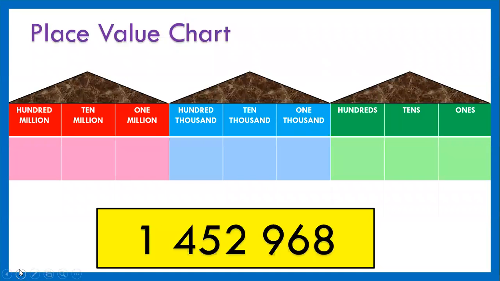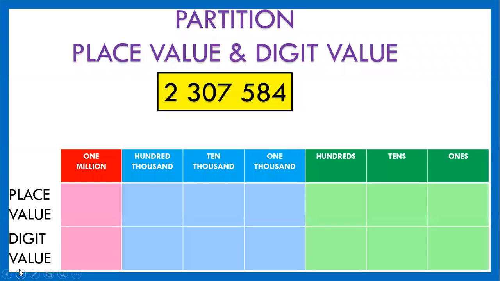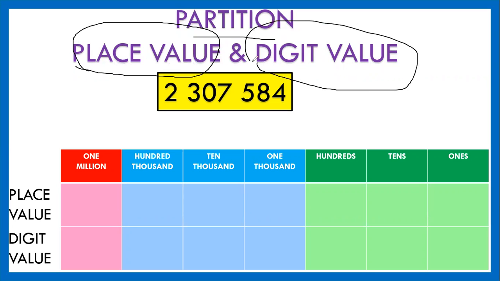So the next would be these, okay, putting them into their houses. Now, the last part before we end this part 2 would be to be able to partition these numbers into place value or digit value. Now, this word partition, you may be quite familiar with it. Partition means practically breaking the numbers up. So you can break this number up in 2 ways. Either you break it according to the place value or you break it according to the digit value that it has.